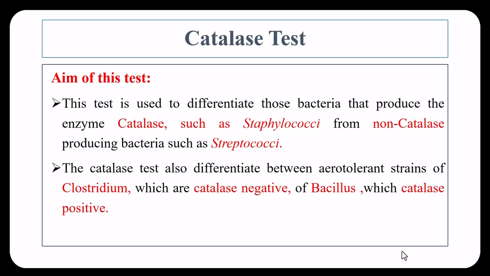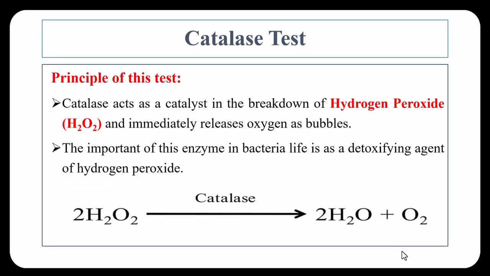And we can also use it to differentiate between Bacillus and Clostridium. Bacillus is catalase positive, it means they have the catalase enzyme, while Clostridium is catalase negative, that means they don't have the catalase enzyme. How can we detect if they have the catalase enzyme or not? By adding the reagent to a colony of the bacteria, which is hydrogen peroxide. So the principle of this test is that the catalase enzyme breaks down hydrogen peroxide into water and oxygen.